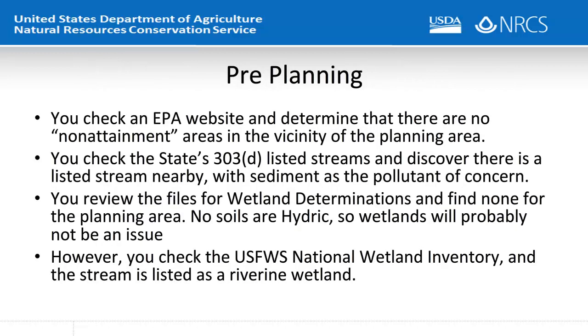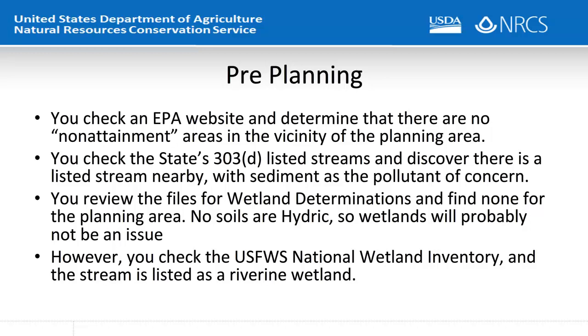You check an EPA website and determine that there are no non-attainment areas in the vicinity of the planting area. You check the state's 303D listed streams and discover there is a listed stream nearby with sediment as a pollutant of concern. You review the files for wetland determinations and find none for the planting area. No soils are hydric, so wetlands will probably not be an issue.